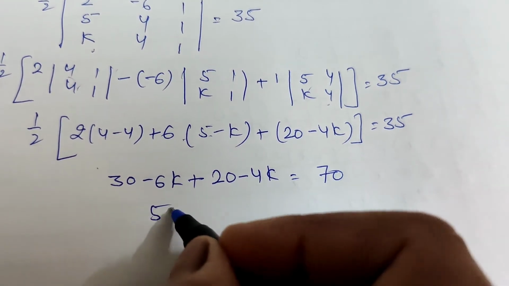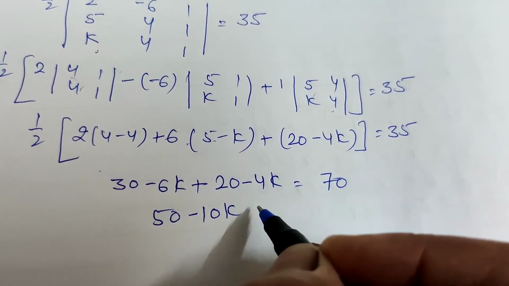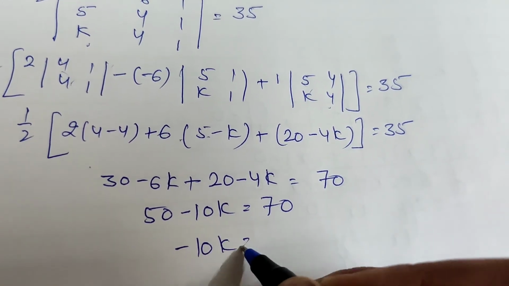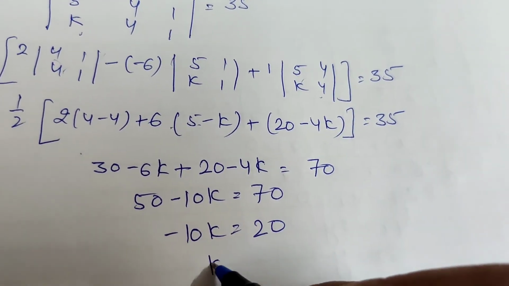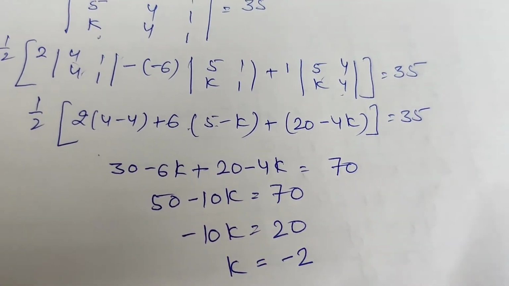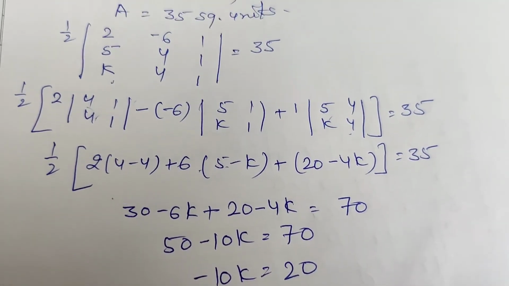50 minus 10k equal to 70. Minus 10k equal to 20 and k equal to minus 2. Okay. k equal to minus 2.